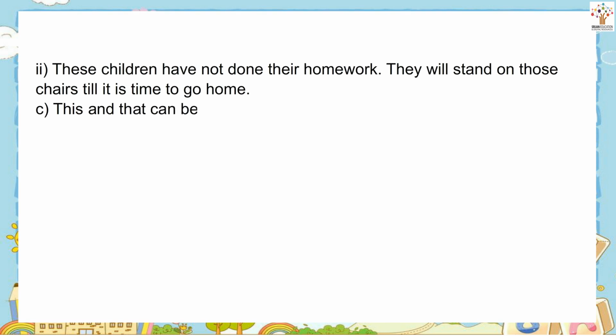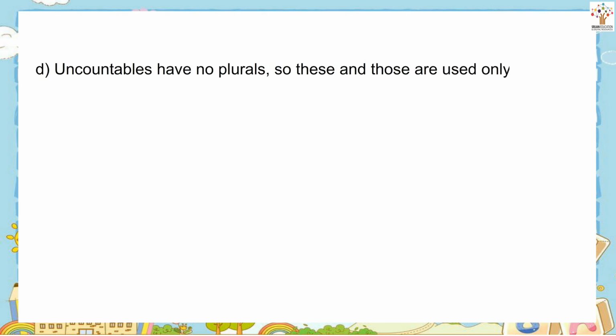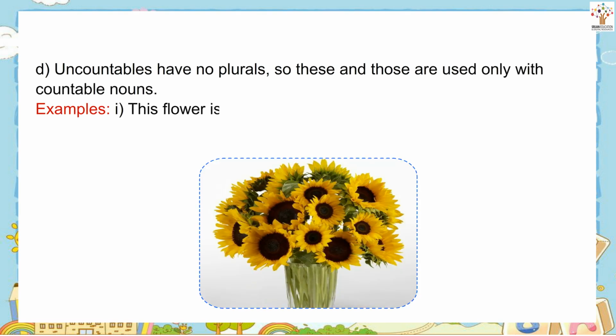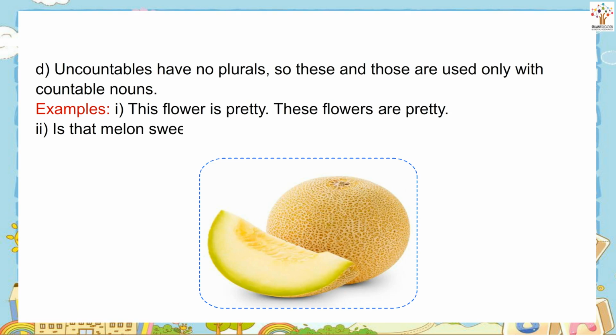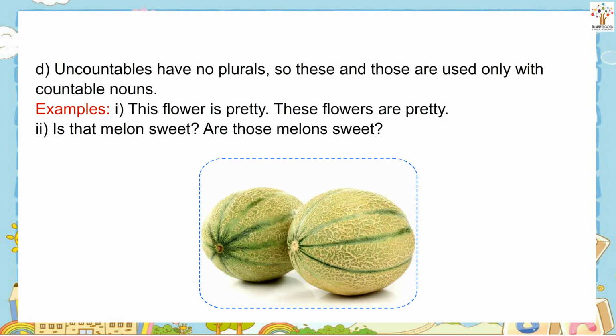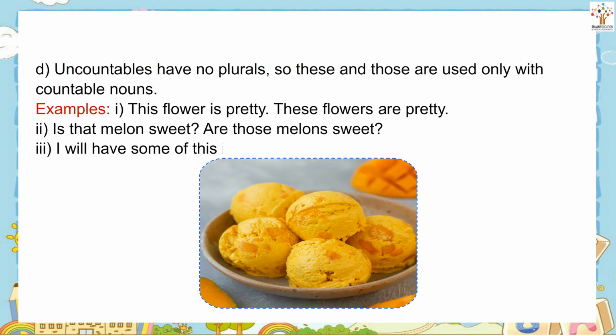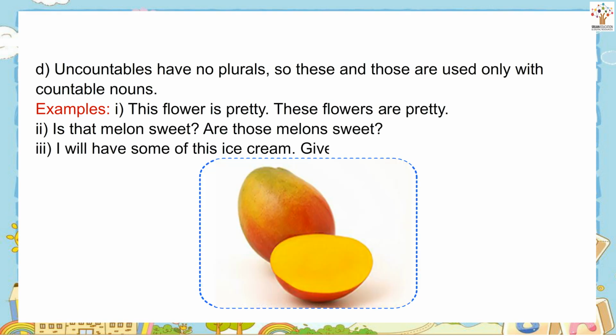This and that can be used for either countable or uncountable nouns. Uncountables have no plurals, so these and those are used only with countable nouns. Examples: this flower is pretty. These flowers are pretty. Is that melon sweet? Are those melons sweet? I will have some of this ice cream. Give me that mango.